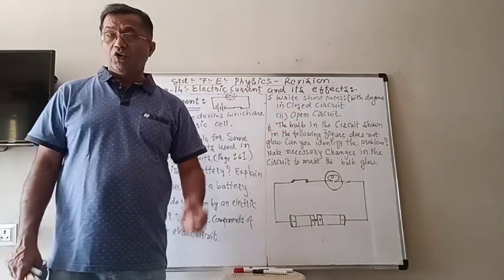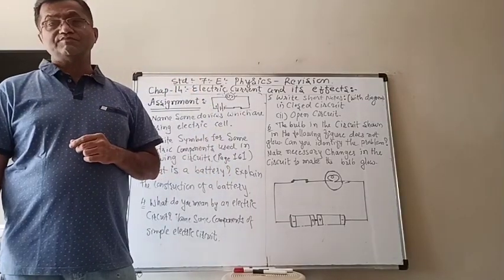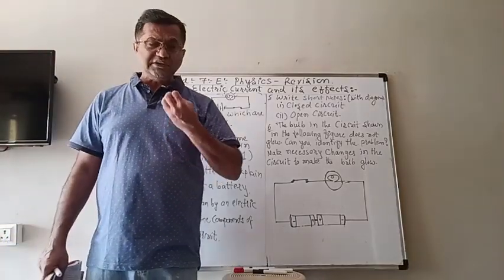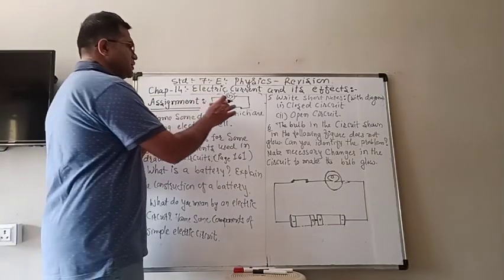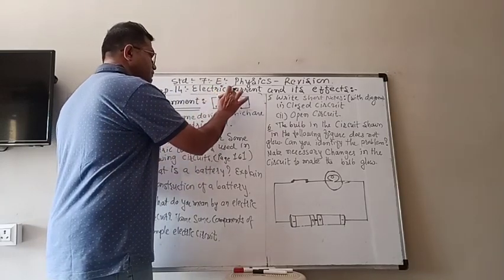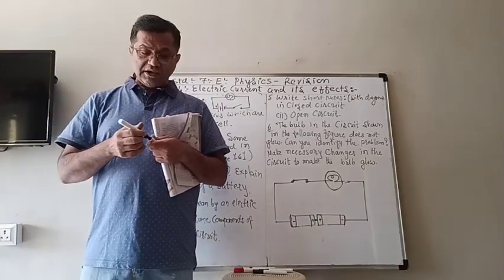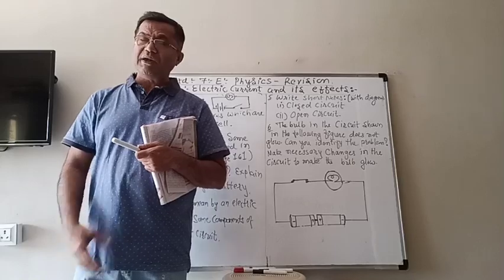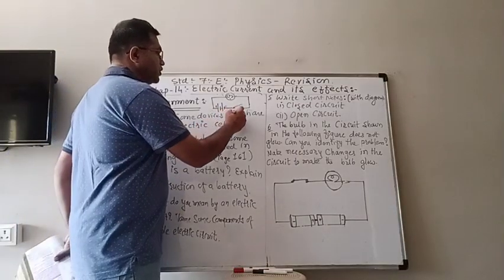Now, open circuit. Open circuit means there is somewhere a gap between two points. In this situation, it does not have a closed path for the current to pass. The bulb will not glow because the current cannot pass through it. So if I put the switch in the off position, then the bulb will not glow. Why? Because there is a gap. When the switch is in the off position, because there is a gap between the two points, the circuit becomes open, and then the current will not pass through it, and therefore the bulb cannot glow.